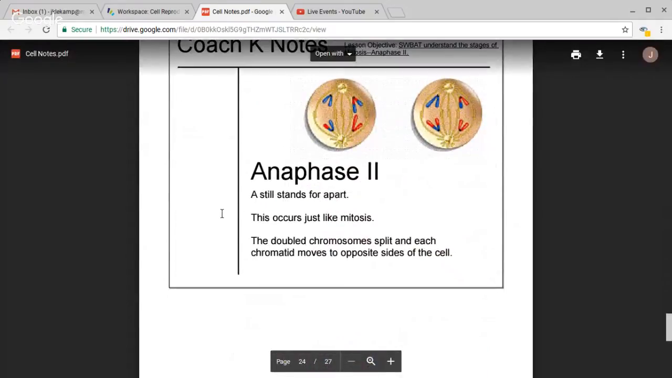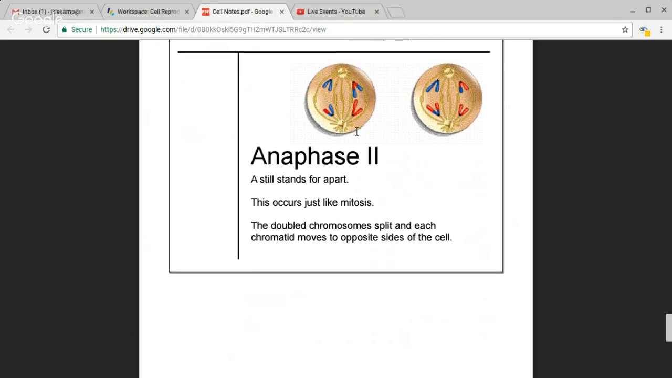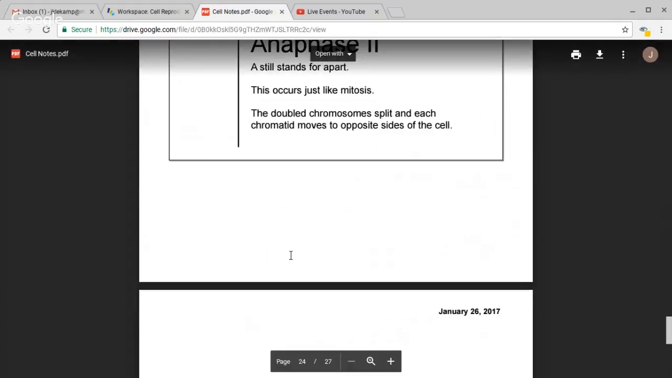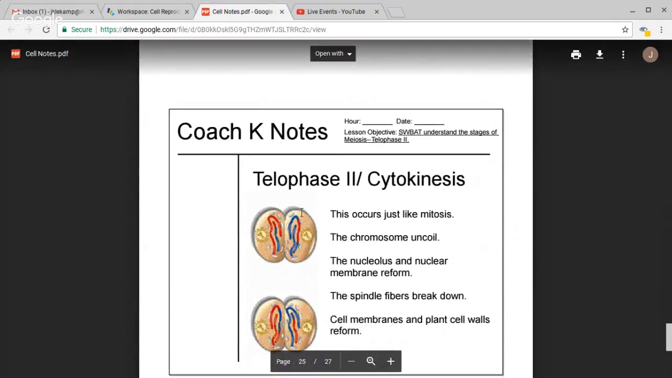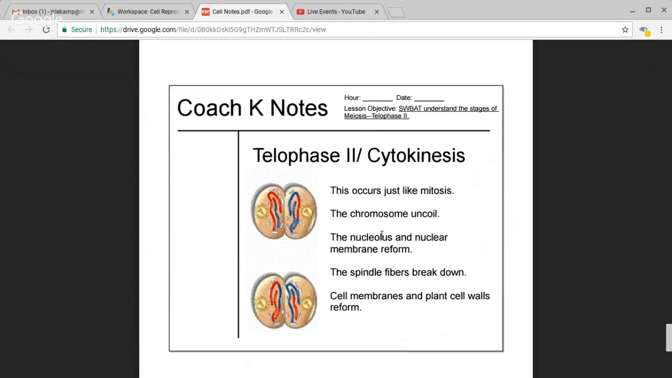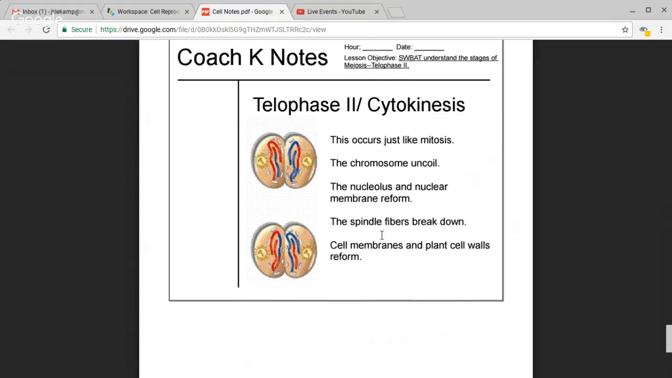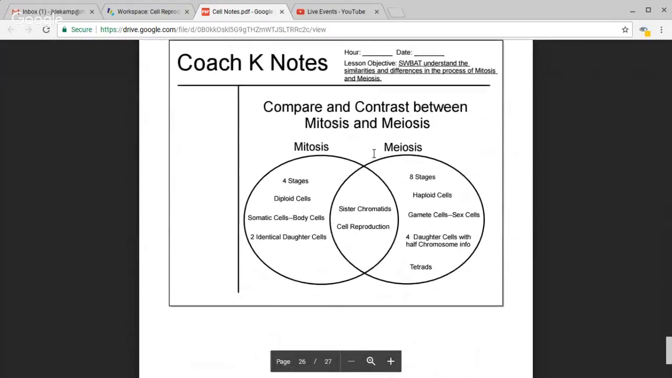Again, A still stands for being pulled apart or away. Occurs just like in mitosis. We have the chromosomes being pulled to opposite ends. The double chromosome split and each chromatid moves to the end of the cell. And then during telophase 2, just like in mitosis, the chromosomes uncoil, the nucleolus and nuclear membrane start to reform, and then with cytokinesis, we end up with 4 individual haploid cells.